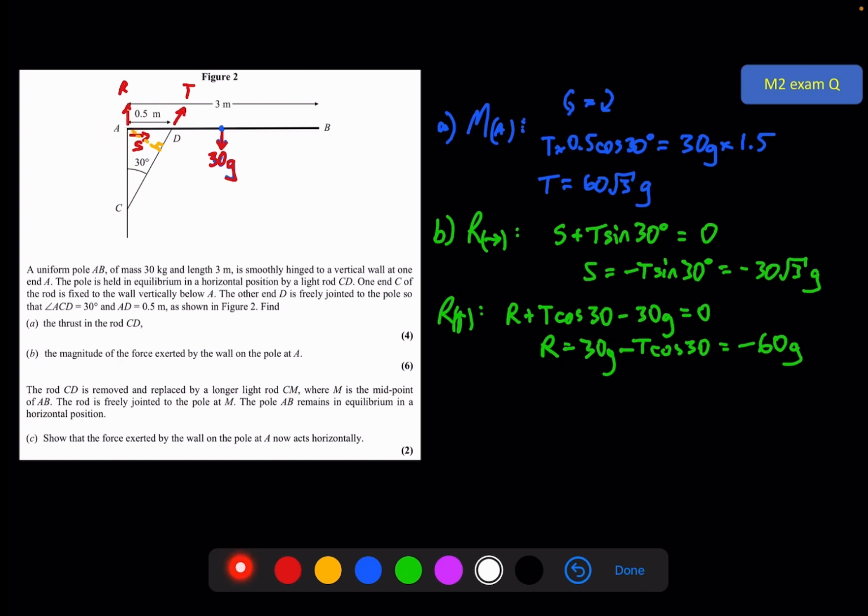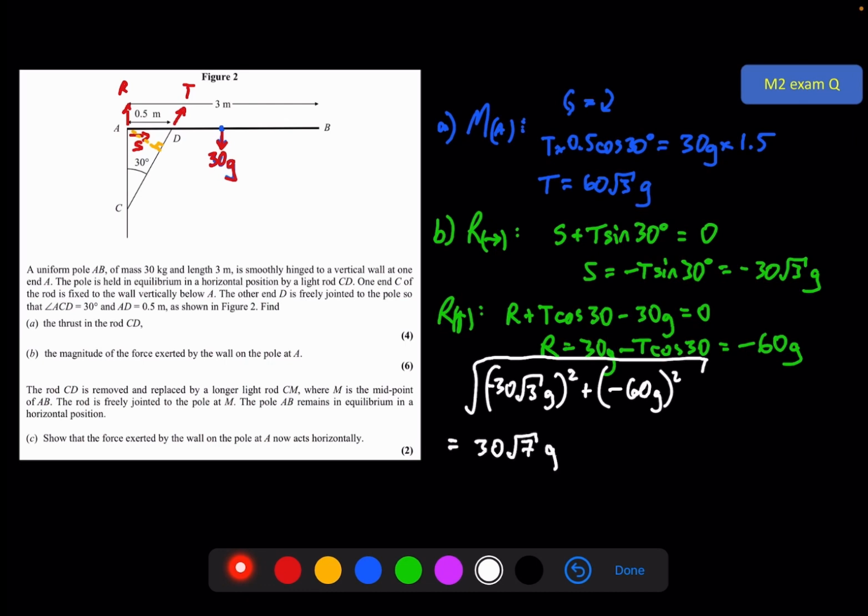The magnitude of that single force then is the square root of (30 root 3G) squared plus (minus 60G) squared, giving 30 root 7 times G, which looks a little bit awkward. So if I put G as 9.8 and get a final answer out of that, we get 777.8 dot dot dot, to two significant figures, 780 newtons.